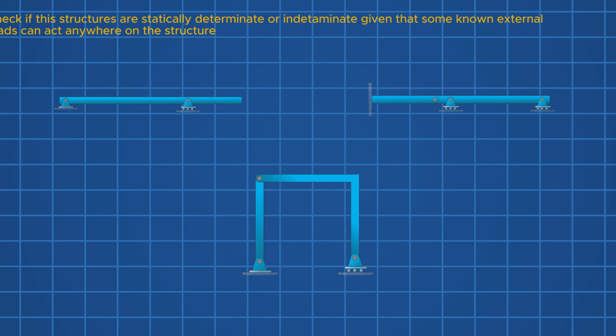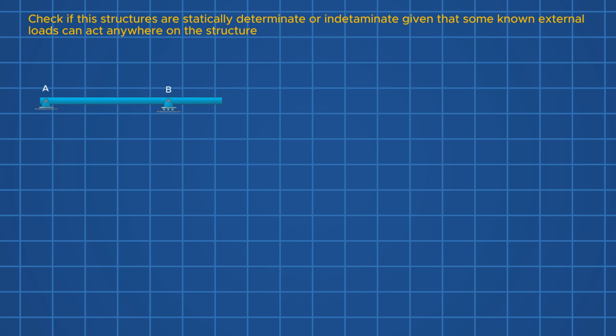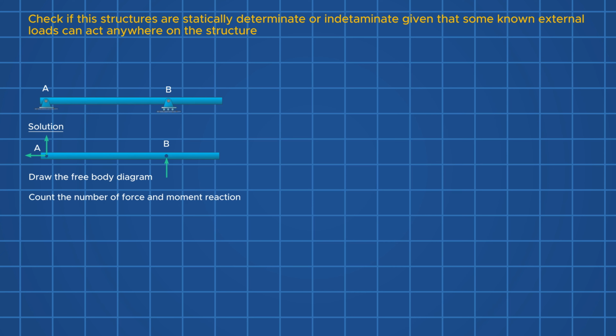For better understanding, let's take a look at some examples. You have to check if these structures are statically determinate or indeterminate, given that some known external load can act anywhere on the structure. To check for the determinacy of this structure, first, we draw the free body diagram, showing all the forces acting on the member. Then, we count the number of force and moment reactions on the structure.